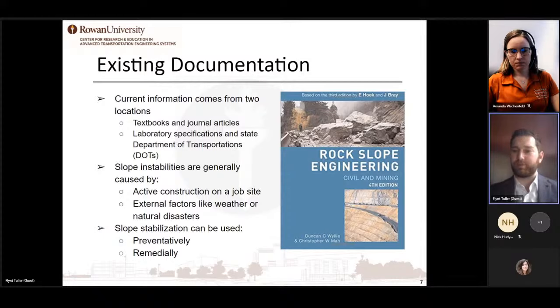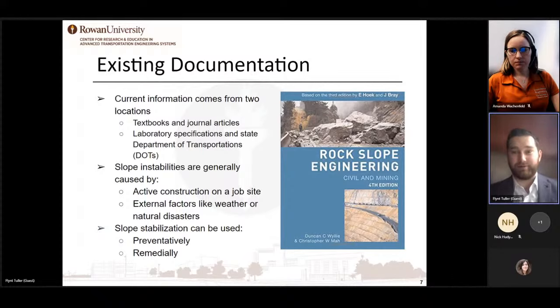So essentially going into slope instability, what causes them, and the background for why stabilization is needed. The two main causes are either active construction, where on a job site the engineers know that they're going to be doing something with a rock face that is going to cause instabilities, they can plan ahead of time and start using some of these stabilization methods as they're going through the rest of the construction process. Or a rock face that is subjected to some kind of weathering, or there are natural disasters in the area, that can cause some unexpected instabilities. And that really breaks down what stabilization is. You have your preventative stabilization, which is in tandem with construction, and then you have your remedial stabilization for when you're not really expecting those instabilities, or they're caused by natural disasters or different things like that, where you then have to react to them after the fact.